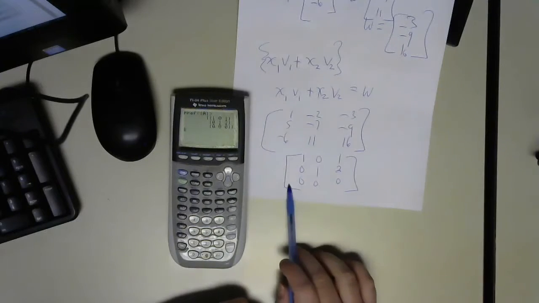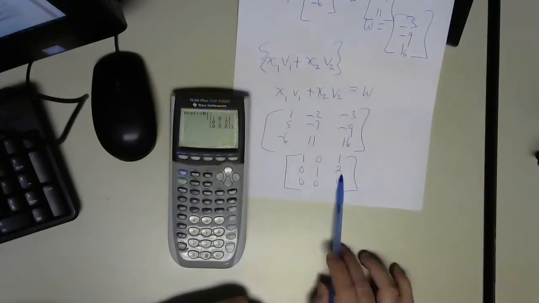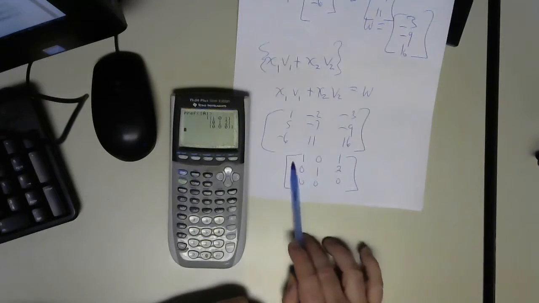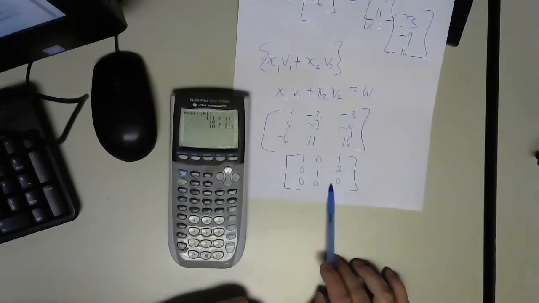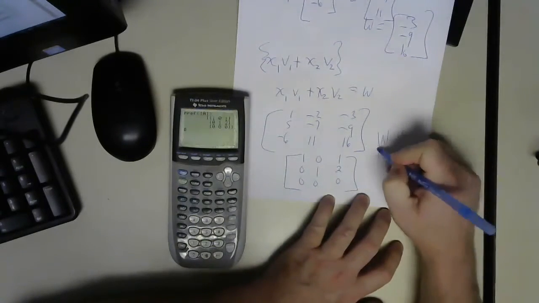Well, clearly this system has solutions because we don't have a row with all zeros except for the last element being a non-zero. It looks like we have infinitely many solutions for any W that you choose. So clearly the answer is W is in the subspace.